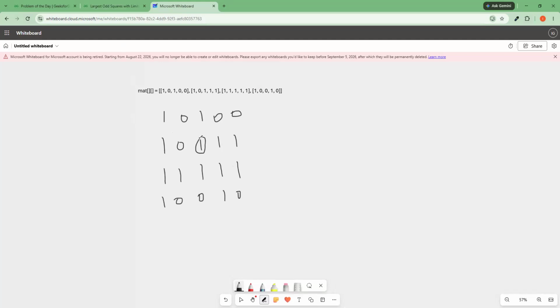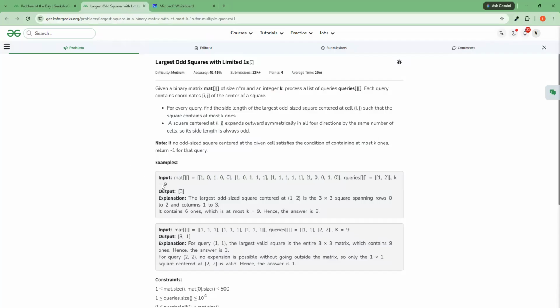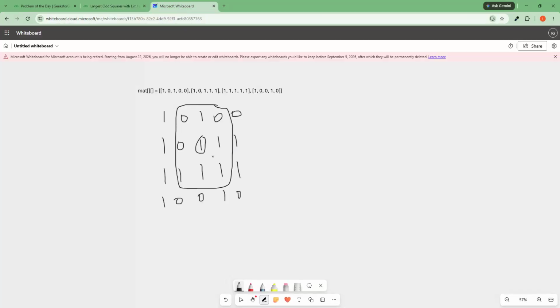Taking this center, we go in all four directions and check. Suppose we go one step, with side length of one, we will find this matrix. This will be the subset, the odd square of length three. We can see 1, 2, 3, 4, 5, 6. So we have a total of six ones, but we are allowed nine ones. So this can be a possible answer.